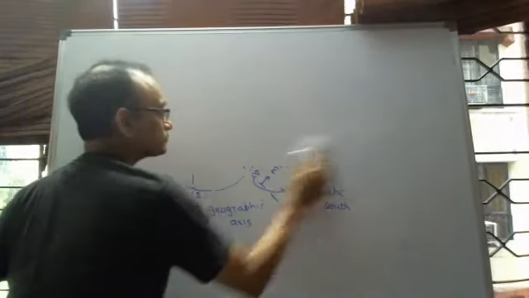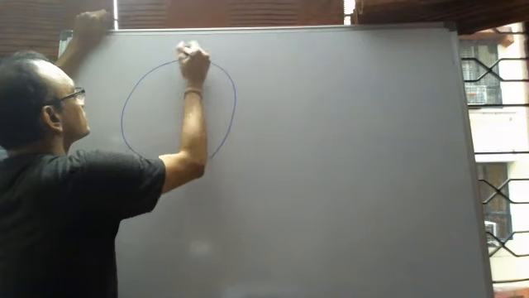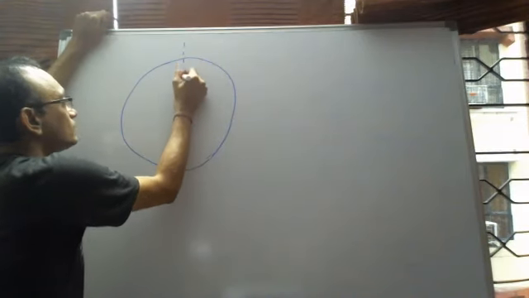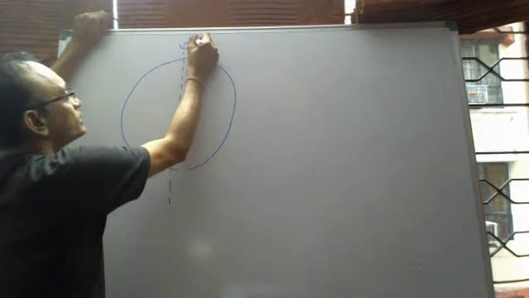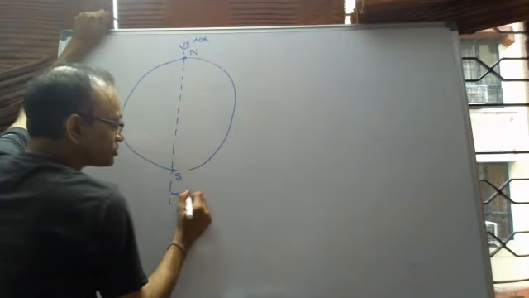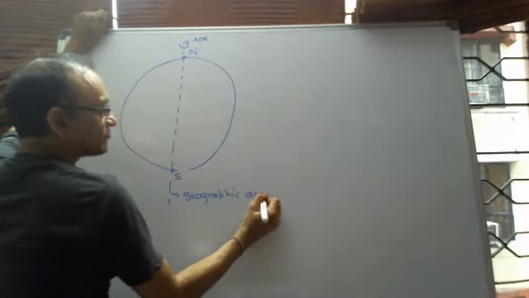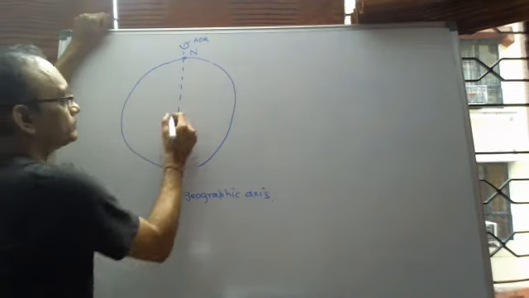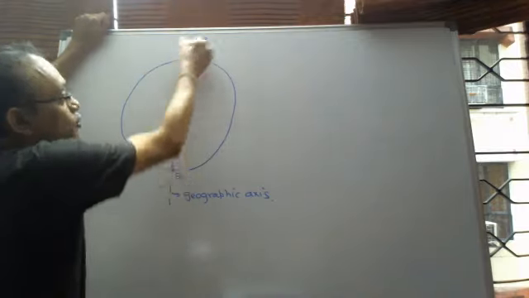So this is the earth. This is the axis of rotation of the earth. And this is the geographic north pole. This is the geographic south pole. This is the geographical axis. The geographic poles and geographic axis, right?